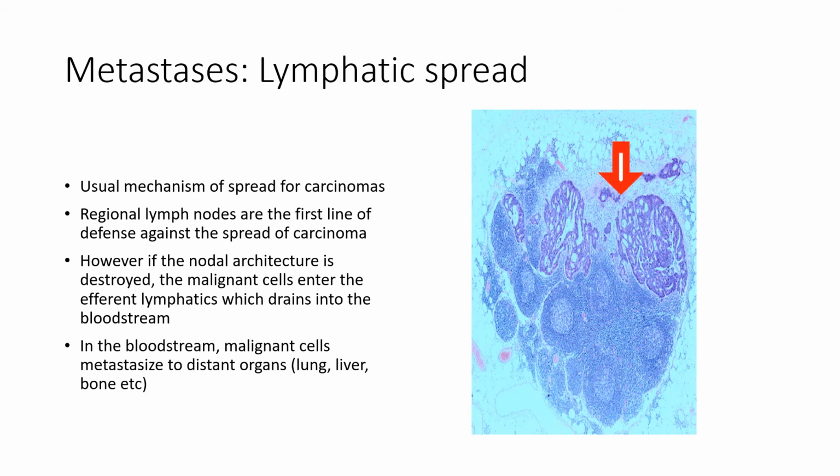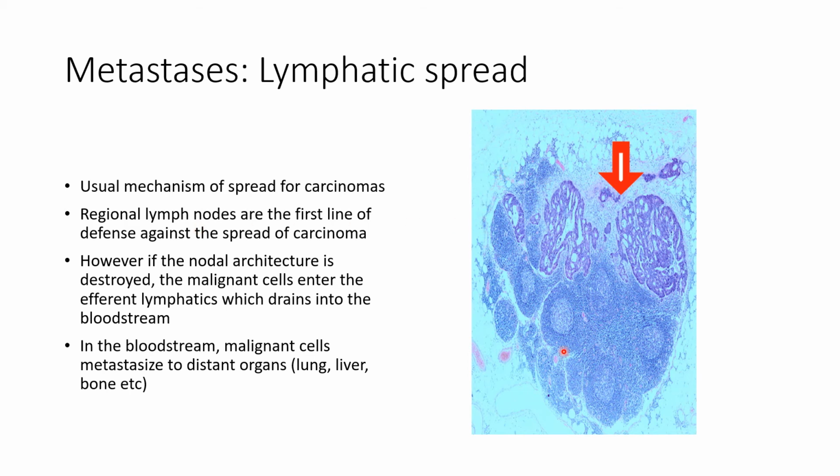Lymphatic spread is the usual mechanism of spread for carcinomas, which are malignancies of the epithelium. Regional lymph nodes are the first line of defense against the spread of carcinoma. If the nodal architecture is destroyed, the malignant cells enter the efferent lymphatics, which drain into the bloodstream, and from the bloodstream, the malignant cells can metastasize to distant organs such as lung, liver, bone, and other organs.